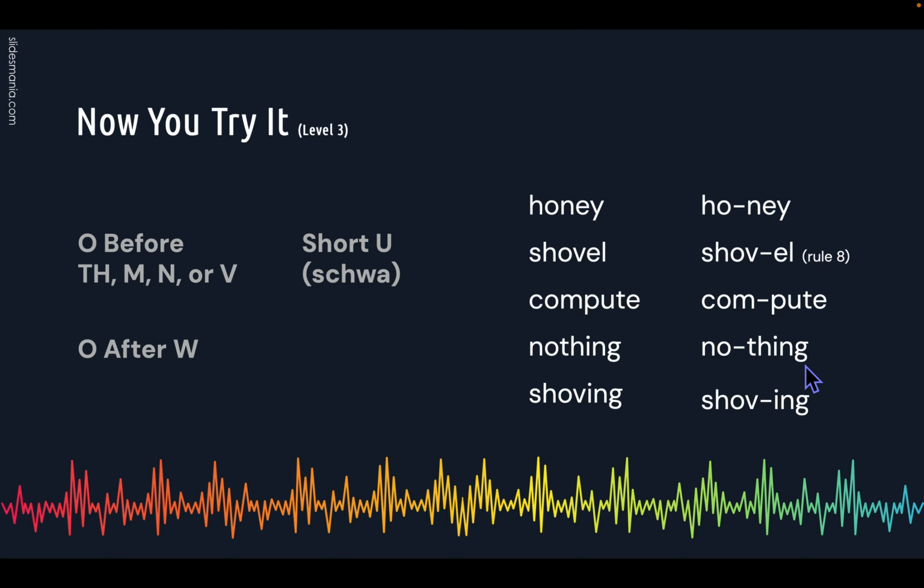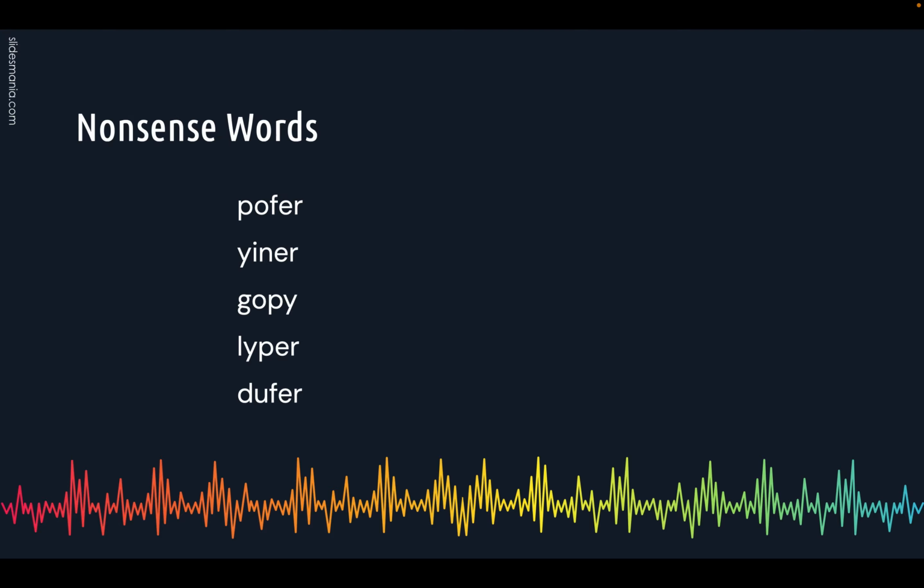Here we have nothing and shoving. Right here, the word shove, which is the root of shoving, has a silent E, which gets dropped. So we're adding a suffix ing, which is why it's split here and not here. We will cover that more in the rule about suffixes and prefixes.